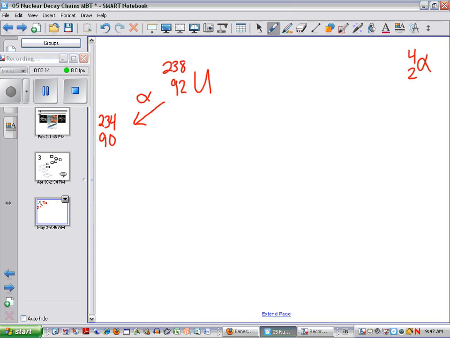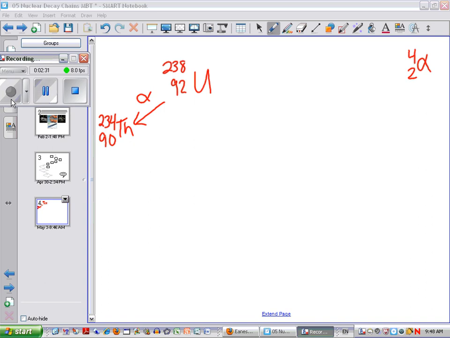How in the world will I know what element this is? Periodic table, because the atomic number right here, 90, identifies that element. So I'm going to go to my periodic table, and I find that element 90 is thorium, Th.